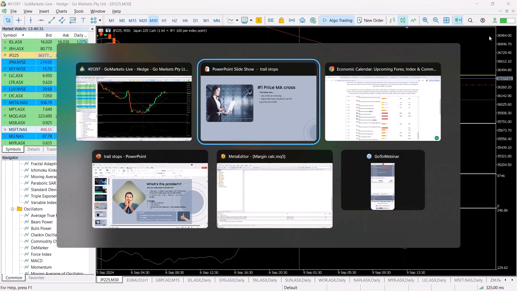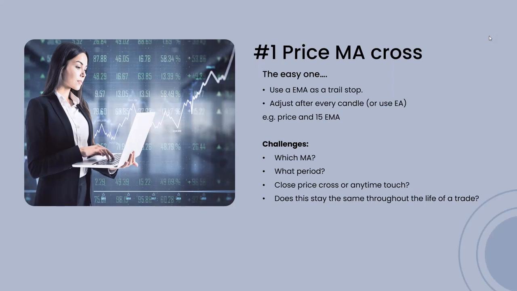So that's an MA cross. Now, as I said, which MA? You can use a simple one, but exponential is usually preferred because it tracks the market slightly closer because of its weighting. What period? As I said, anything less than a 20 to start with is likely to get triggered through noise, but a 5 on a daily chart can often be okay. And then, as I said, is it a closed price cross of the MA? So it has to close beneath that, in which case you've got to do it manually, or is it an anytime touch?